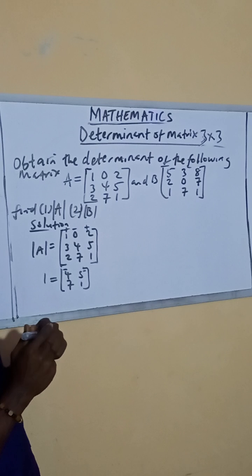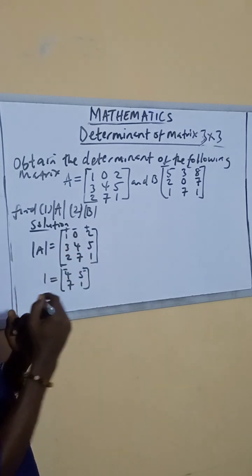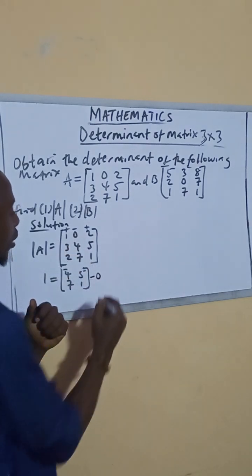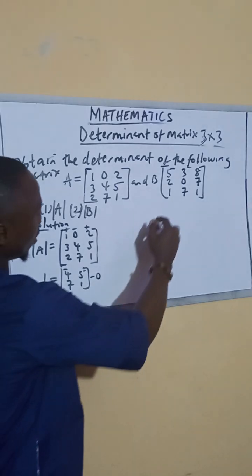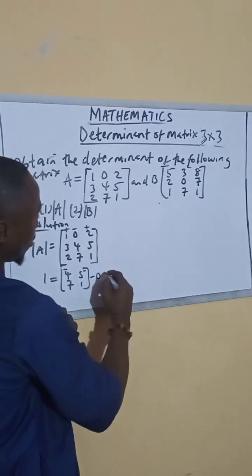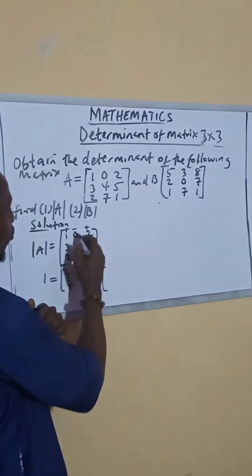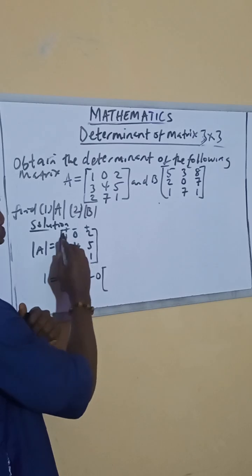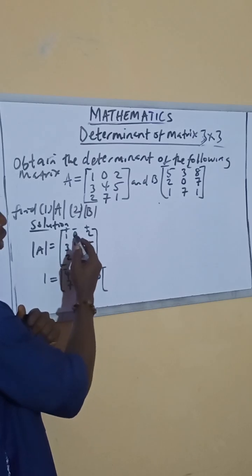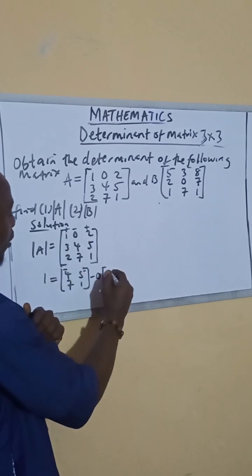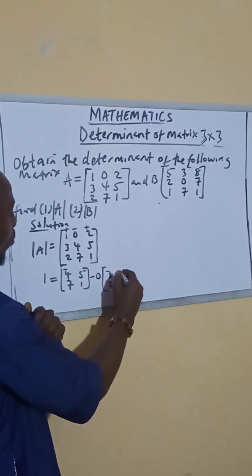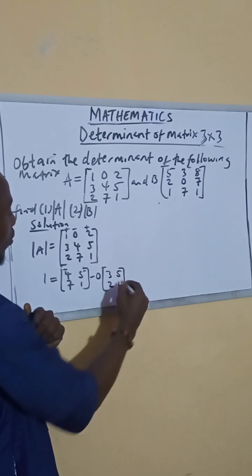Now let's move to 0. 0 is carrying a negative sign, don't forget. So you have to introduce the 0 like this. Now let's just bring this down, okay? If we shut this one down here, shut the upside down because that is where you find the 0, what are we left with? We are left with 3, 2, 5, and 1.